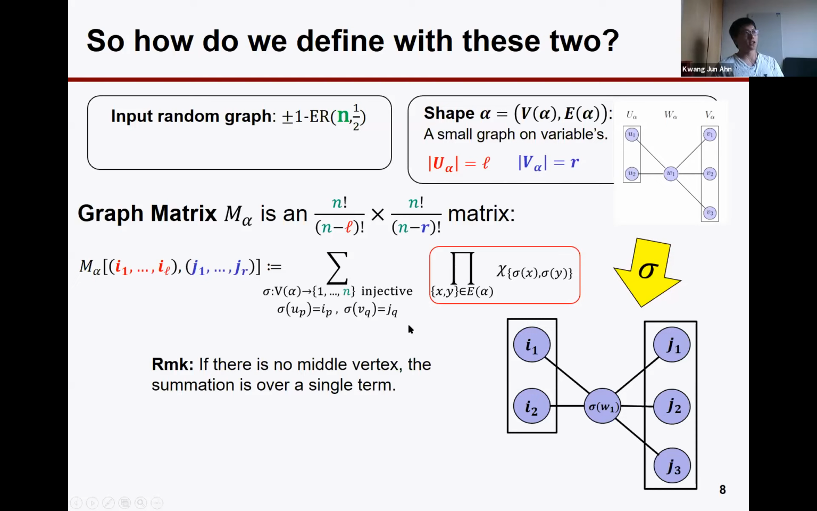One remark here is that if there's no middle vertex, then this sigma will be determined completely by the values of this row and column, so this summation will be just a summation over a single term. Okay, so this is the definition. Since it looks complicated, let me go through some examples so that you can understand it better.